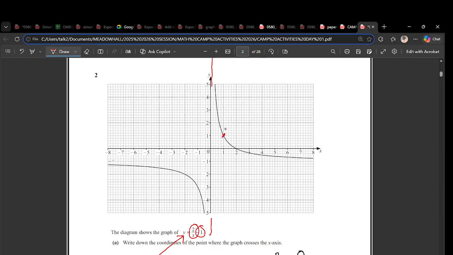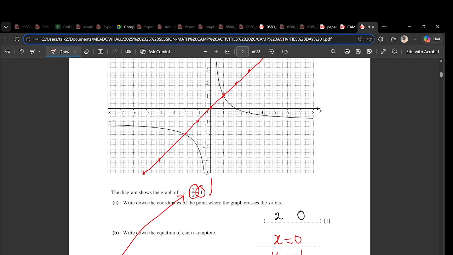X is 1, y is 1. X is 2, y is 2. X is 3, y is 3. Just like that. That's the straight line where it's going to pass everywhere. Minus 1, minus 1. Minus 2, minus 2. Minus 3, minus 3. Every point. So you draw that straight line, pass it through the points as it is, with your ruler, please.